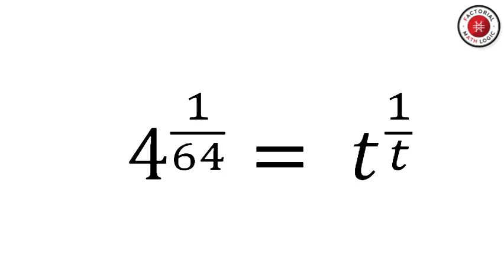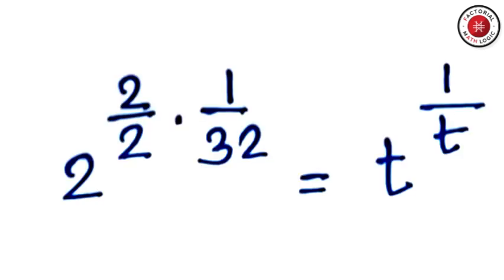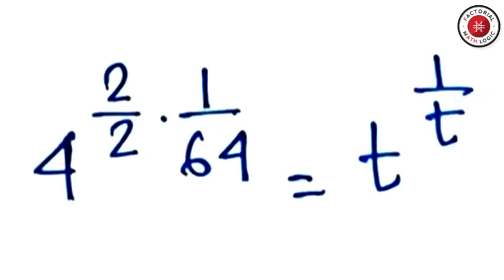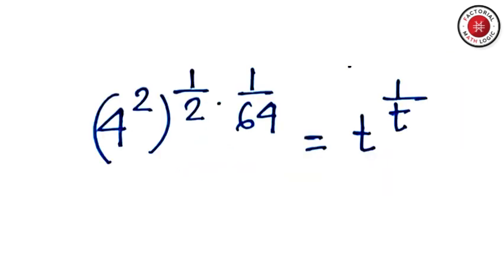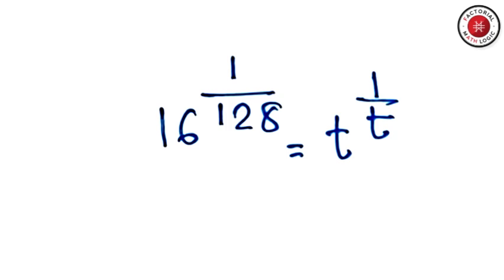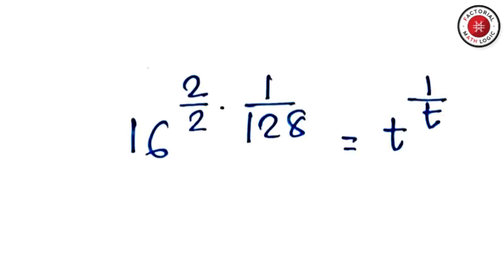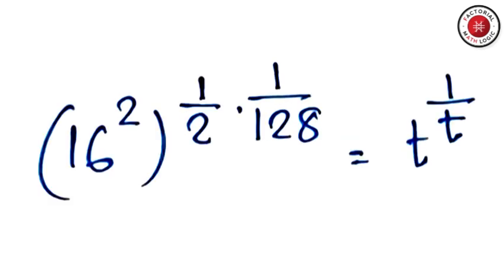Let's quickly verify it with the original equation. If t equals 256, then 2 to the power of 256 equals 256 to the power of 32. Substituting 256 as 2 to the power of 8, we get 2 to the power of 256 equals (2 to the power of 8) to the power of 32, which simplifies to 2 to the power of 8 times 32, or 2 to the power of 256. Both sides are perfectly equal. So the final answer to this exponential Math Olympiad question is t equals 256.